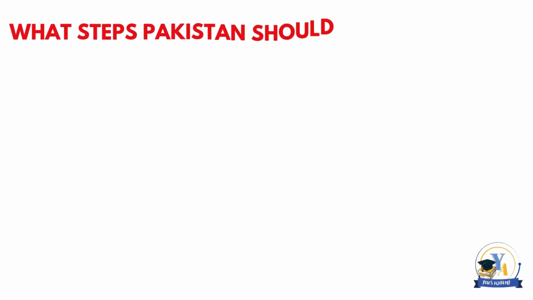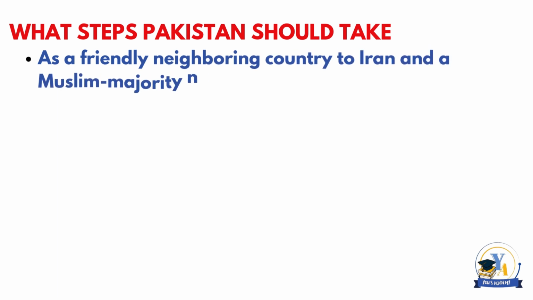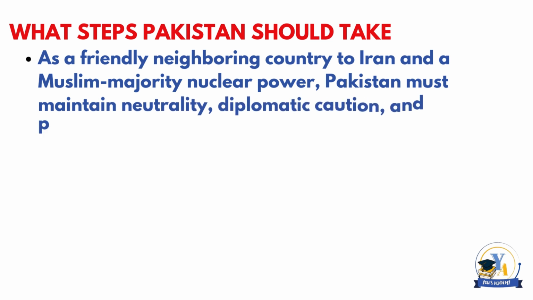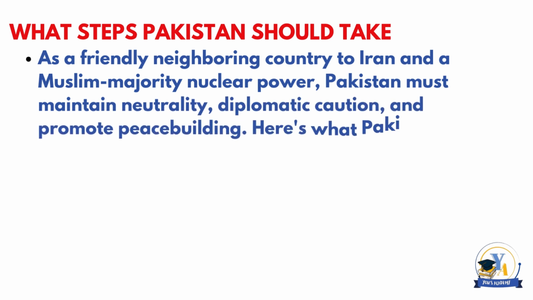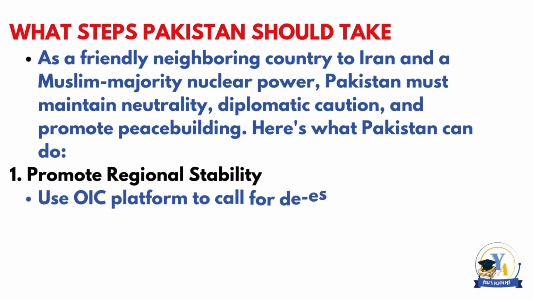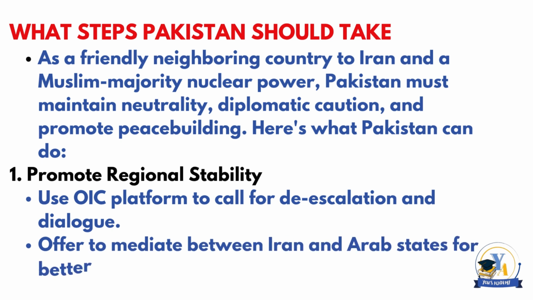What steps should Pakistan take? As a friendly neighboring country to Iran and a Muslim-majority nuclear power, Pakistan must maintain neutrality, diplomatic caution, and promote peacebuilding. Here's what Pakistan can do. 1. Promote regional stability. Use the OIC platform to call for de-escalation and dialogue. Offer to mediate between Iran and Arab states for better regional balance.